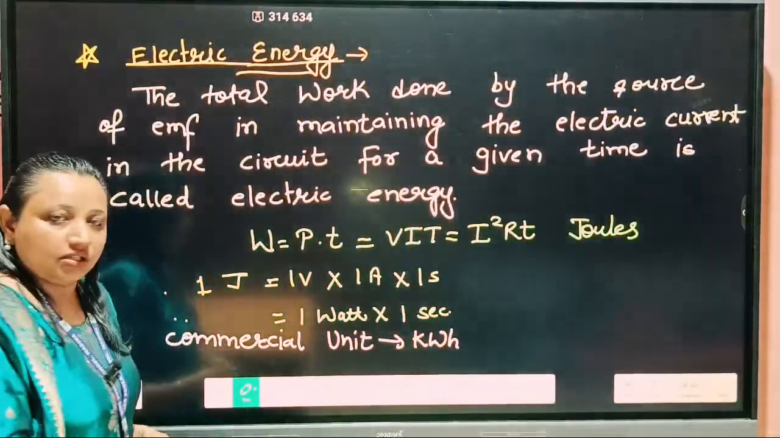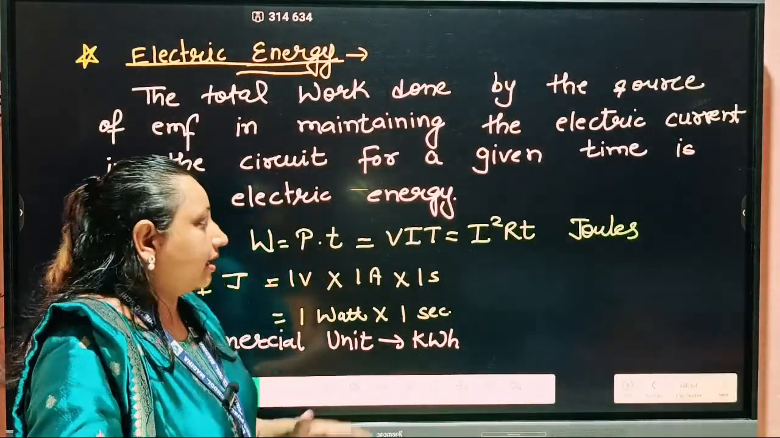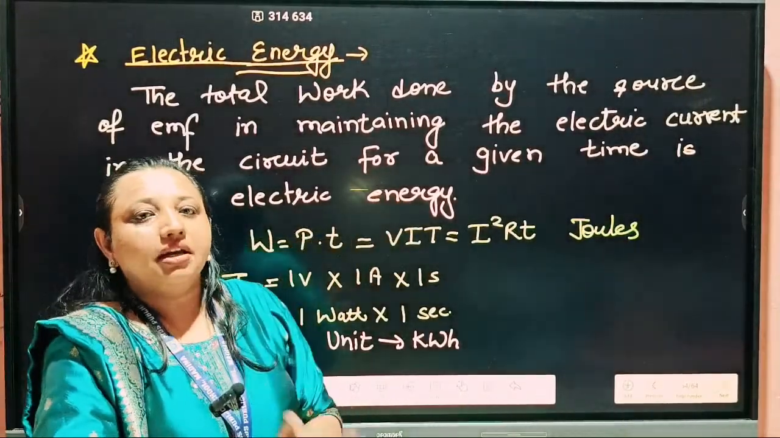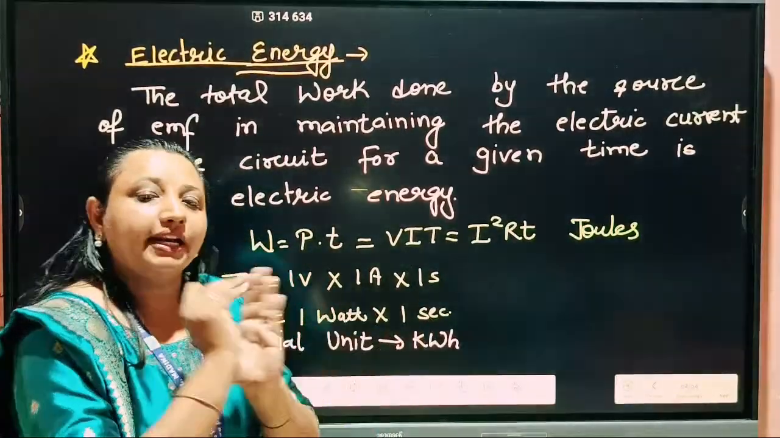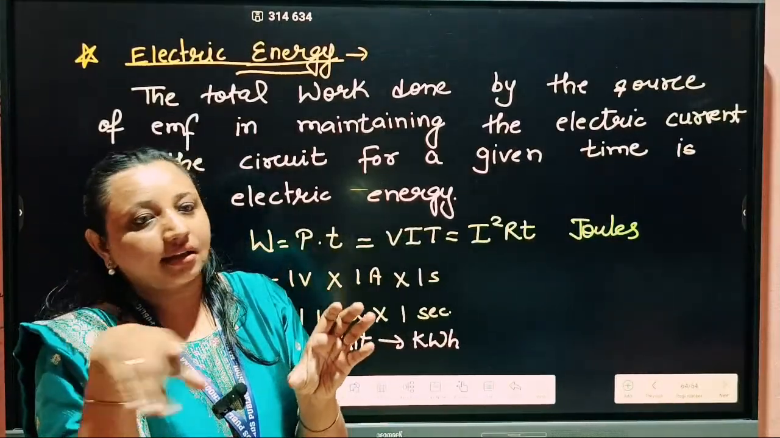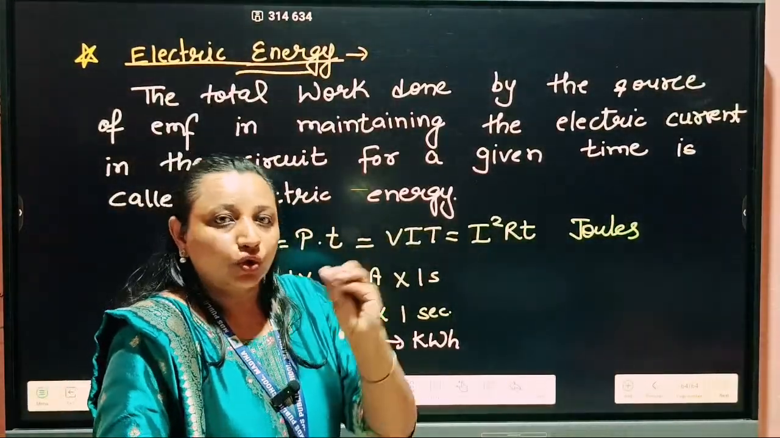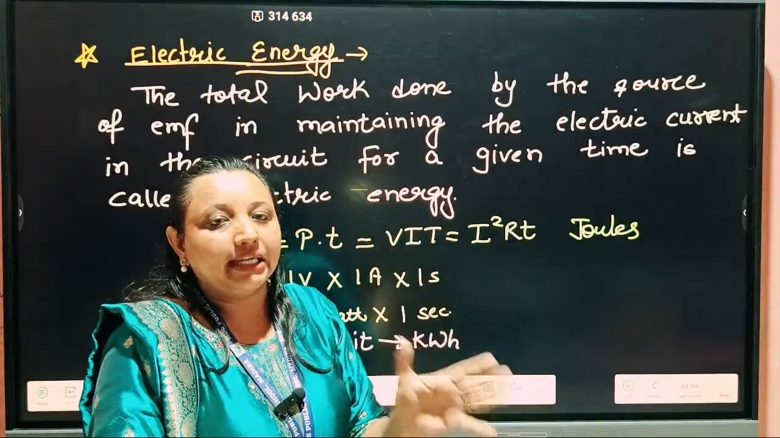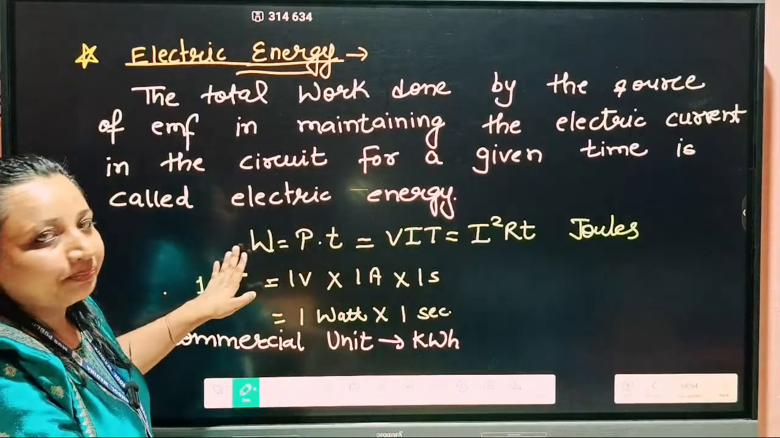Next, we have electrical energy. Electrical energy is the total amount of work done by the EMF to maintain the current in the electric circuit for a given time. It is known as electrical energy. Electrical energy is equal to work done. As we have discussed, electric power is the rate of doing work, the rate at which charges are moved to maintain the current in the electric circuit by the cell. But electrical energy is the work done to move the charges from one point to another to maintain the current in the electric circuit by the EMF for a given time.